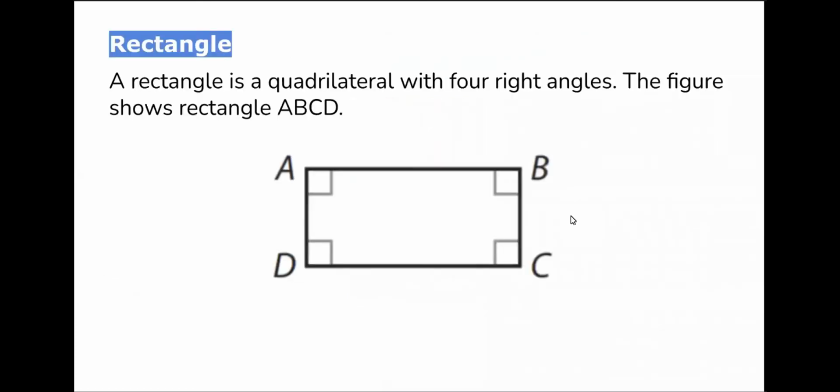So the first definition that we are going into is a rectangle. The way that we're going to look at it here in geometry is a quadrilateral with 4 right angles. So this is what we know about a rectangle: a quadrilateral with 4 right angles. The figure here shows rectangle ABCD. That's the way I'm going to refer to it, rectangle ABCD. We know that each vertex here is going to have a measurement of 90 degrees.